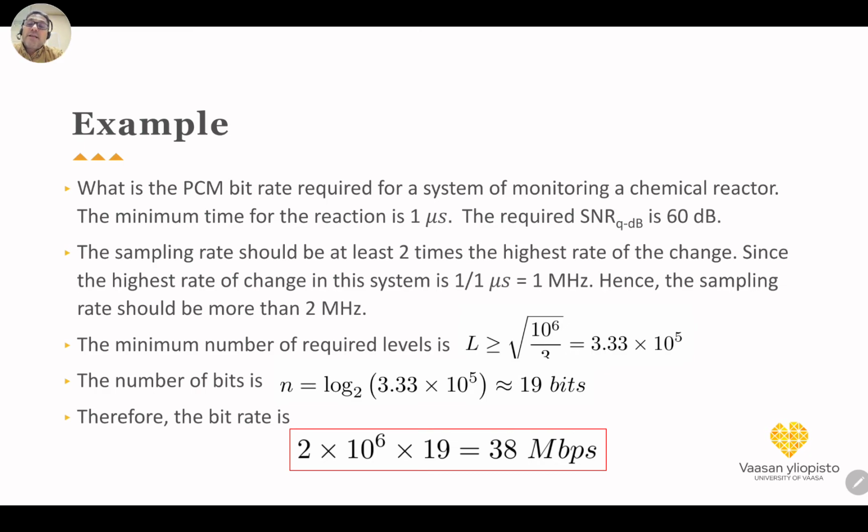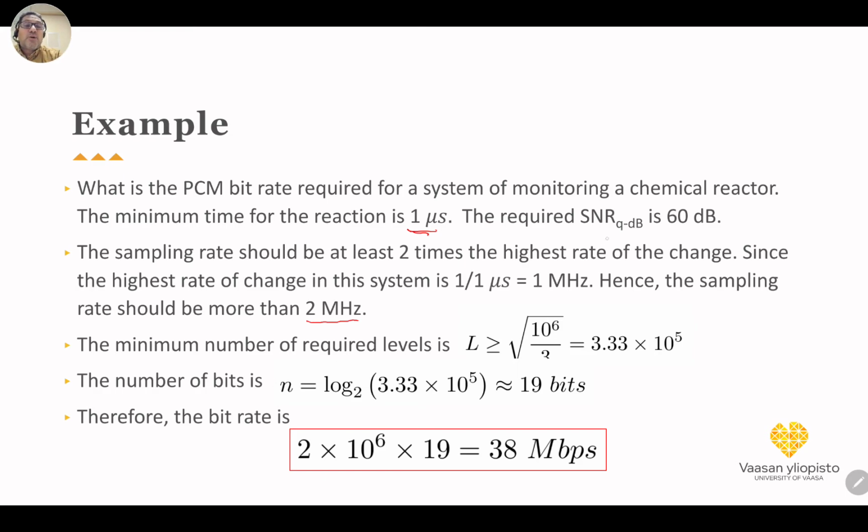Another example: what is the PCM bit rate required for a system monitoring a chemical reactor? The minimum time for the reaction is 1 microsecond, and we need an SNR of 60 dB. Since the time is 1 microsecond, the highest rate of the chemical reaction is 1 megahertz, because it is 1 divided by 1 microsecond. The sampling frequency should be at least double that, which is 2 megahertz, so the sampling frequency is 2 megasamples per second.